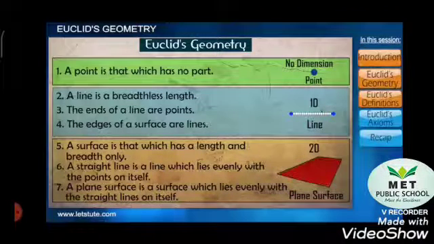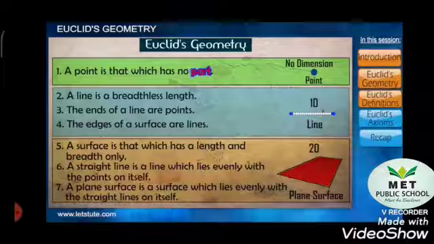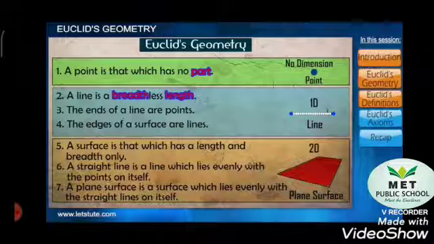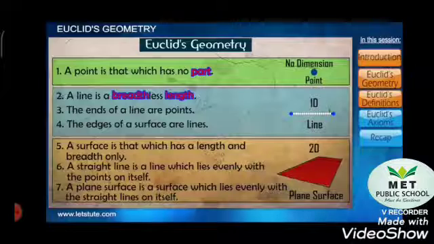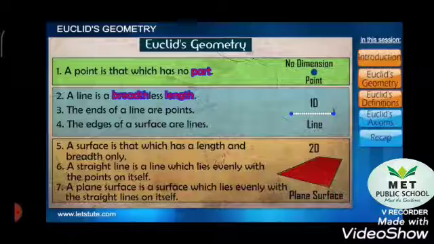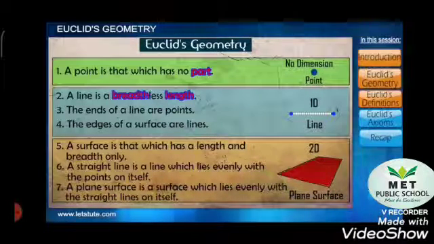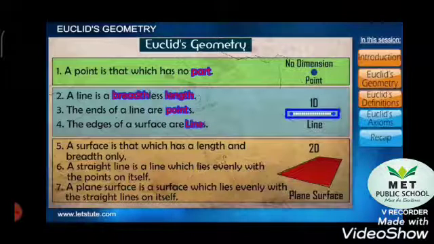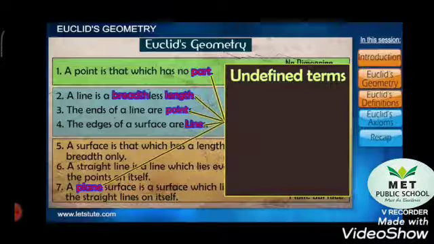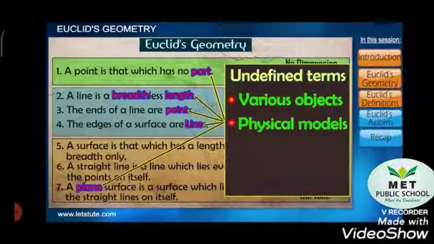You can make out certain terms in the definitions like part, breadth, length, which need to be defined. But we may never be able to stop if we start defining those words. So mathematicians decided to leave certain terms undefined. Terms like part, breadth, length, point are undefined terms which can be explained with various objects or physical models.